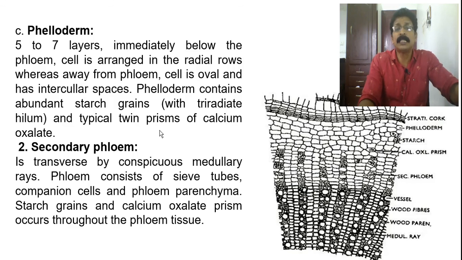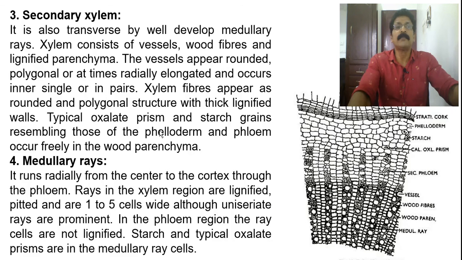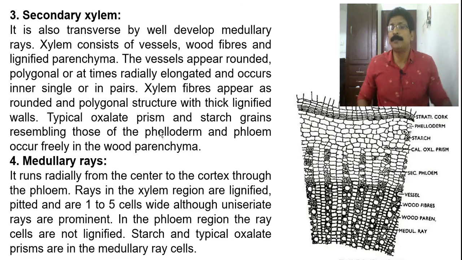Starch grains and calcium oxalate prisms occur throughout the phloem tissues. You can see they also contain this calcium oxalate prism. Calcium oxalate crystals are also present. And in the secondary xylem, you can see here in the picture that it is a vessel. Vessels are in the xylem, the secondary xylem. It is also traversed by well developed medullary rays.